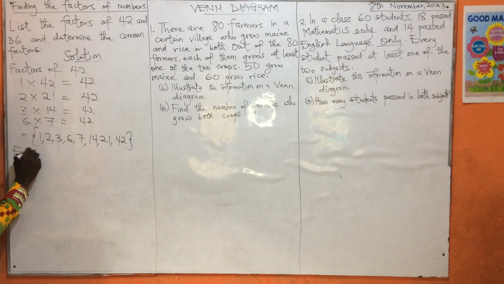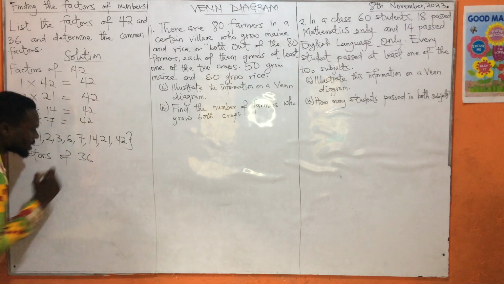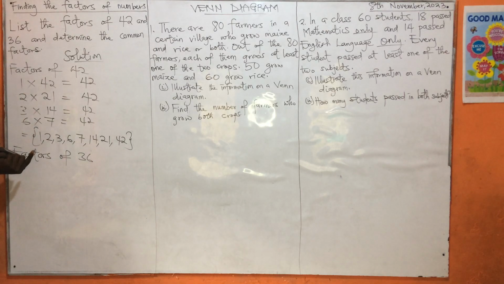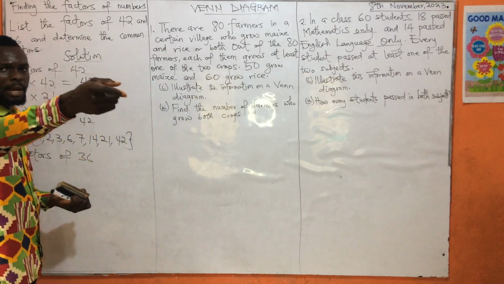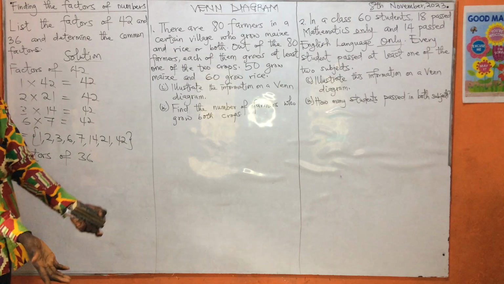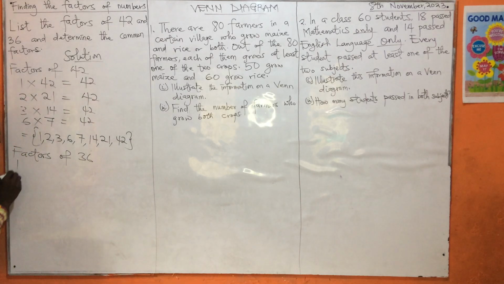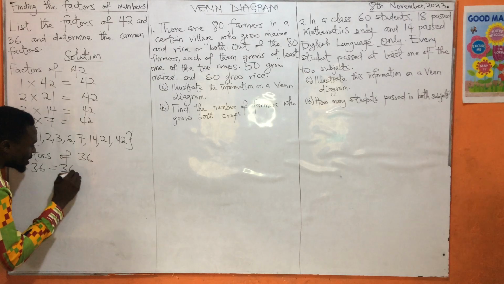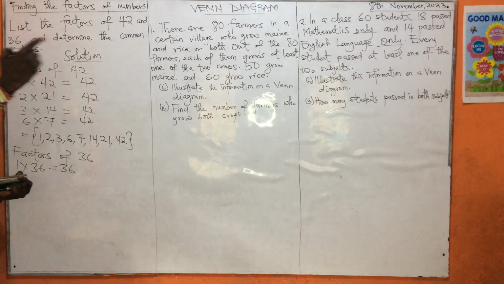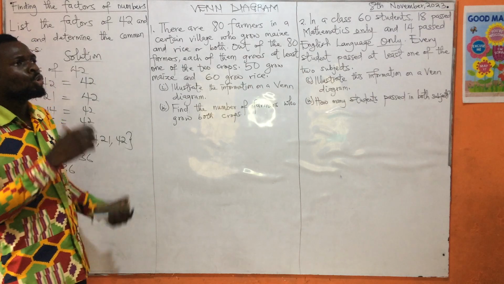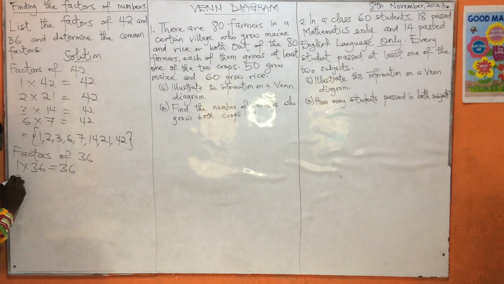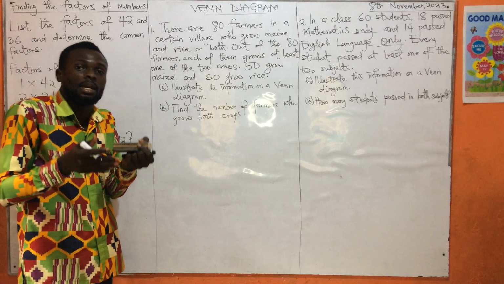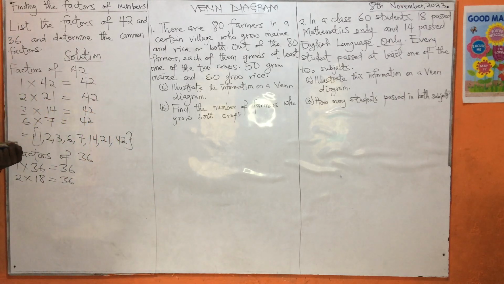Factors of 36. With the same idea, what I know is that factors are numbers that, when multiplied, give you the number, and 1 and the number are factors of the number. So therefore, 1 and 36 are factors of 36. After 1, we go to 2. So let's ask ourselves, 2 times what will give us 36? 2 times 18 is 36. Then 2 and 18 happen to be factors of 36. Then we go to 3.